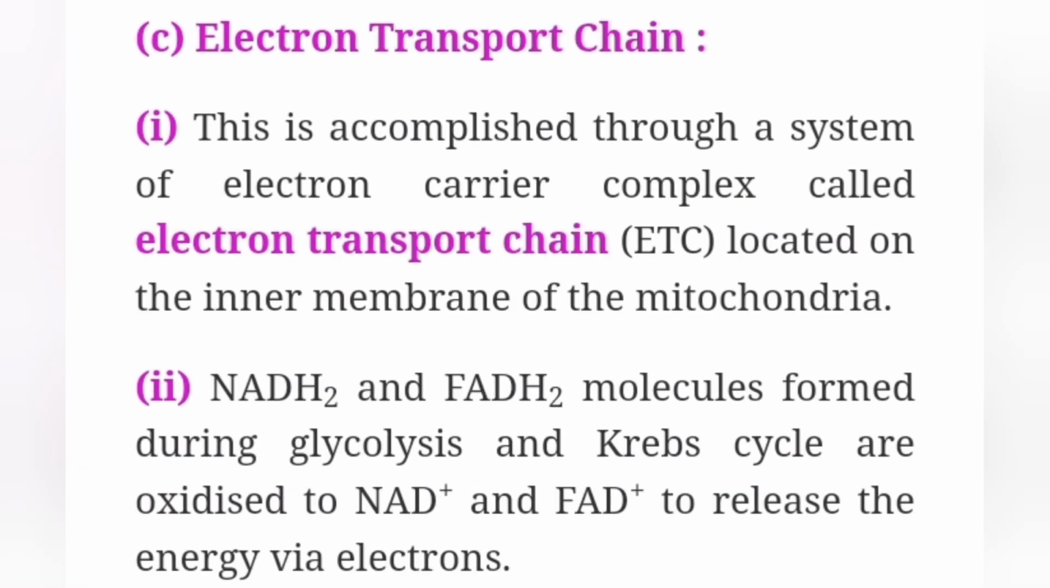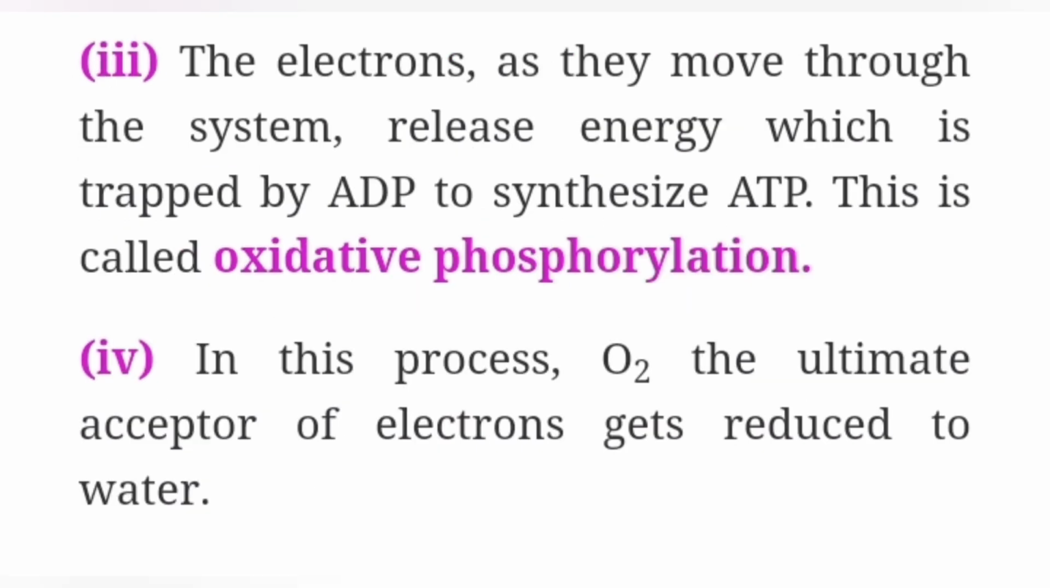Then third option, option C, electron transport chain. First point, this is accomplished through a system of electron carrier complexes called the electron transport chain, located on the inner membrane of the mitochondria. Number 2, NADH2 and FADH2 molecules formed during glycolysis and Krebs cycle are oxidized to NAD plus and FAD plus to release the energy via electrons. Third point, the electrons as they move through the system release energy which is trapped by ADP to synthesize ATP.